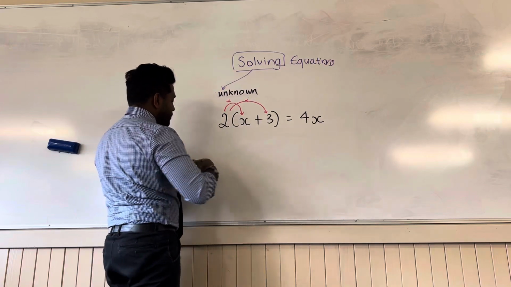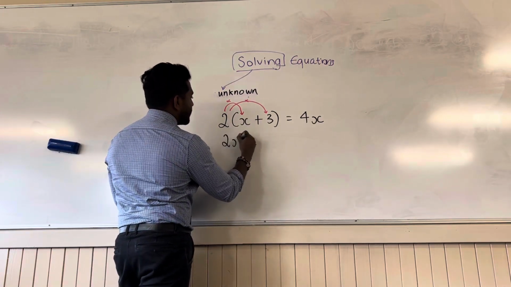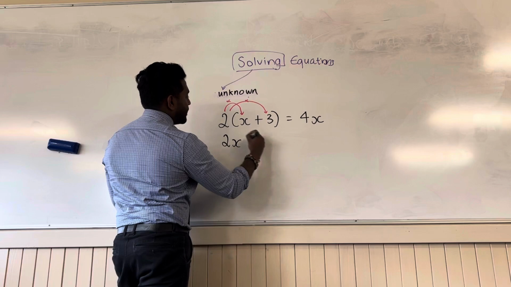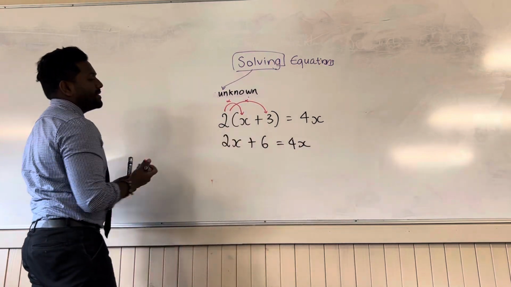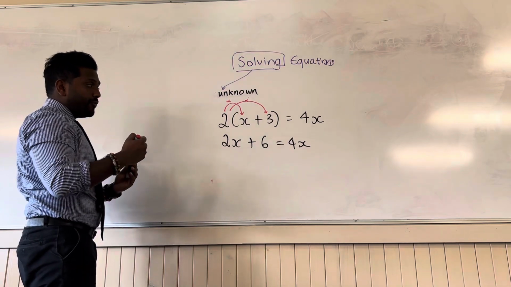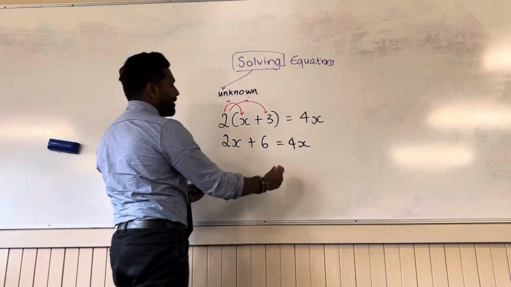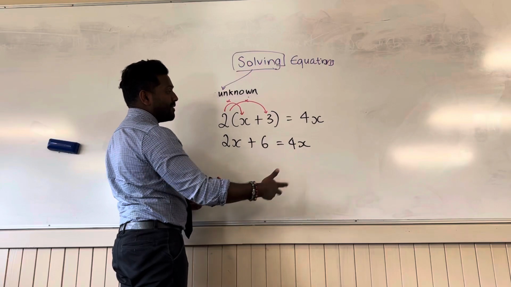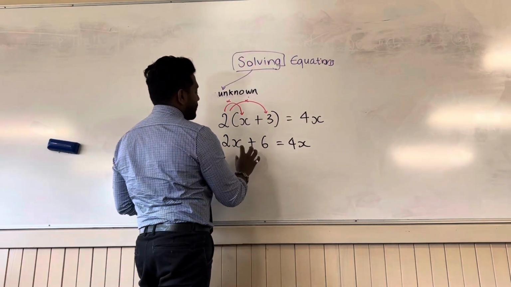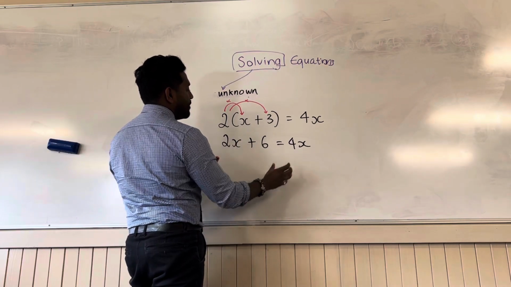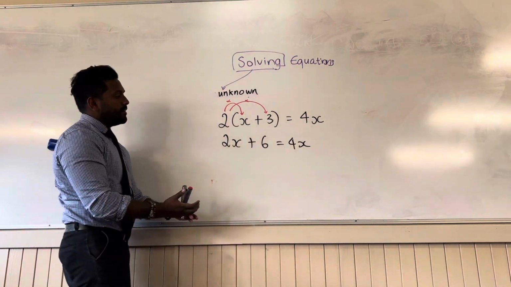So you've got 2 times x, which is 2x, plus 2 times 3, which is 6, is equal to 4x. Now, there's 2 ways to go about it. I'm going to show you the easiest way to go about this question. And then there's another way, which is slightly a bit confusing because it involves a negative, okay? So, we need to move the x's to one side, okay?